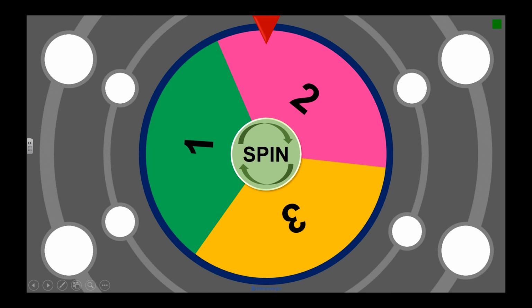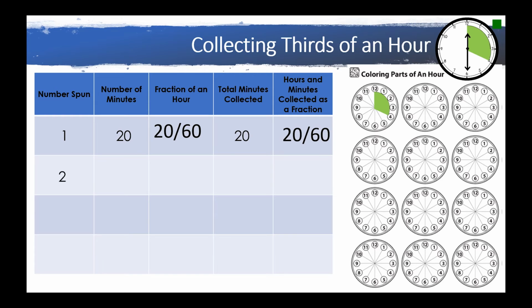For our second spin, we got a 2. 2/3 of an hour is going to be 2 sets of 20, so that's going to equal 40. And to write that as a fraction of an hour, we would write 40/60ths. And 40/60ths is equivalent to 2/3. I know that 40/60ths is equivalent to 2/3 because 20 goes into 40 2 times, and 20 goes into 60 3 times. So that means it takes 2 20s to make 40, 20 plus 20, and it takes 3 20s, 20, 40, 60 to make 60.